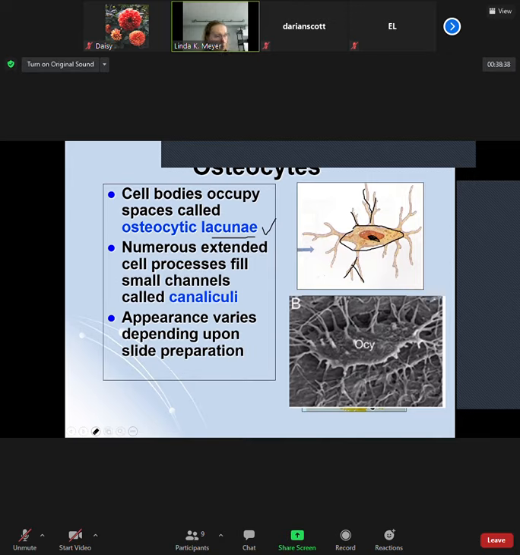Okay, now their appearance is going to vary depending upon the slide preparation. On your outline, it says a ground section versus a decalcified section. I'm going to discuss and illustrate how an osteocyte in its lacuna looks different depending upon the slide preparation.